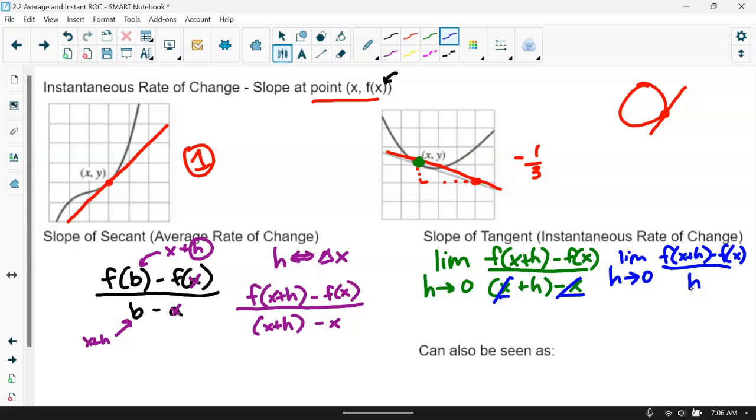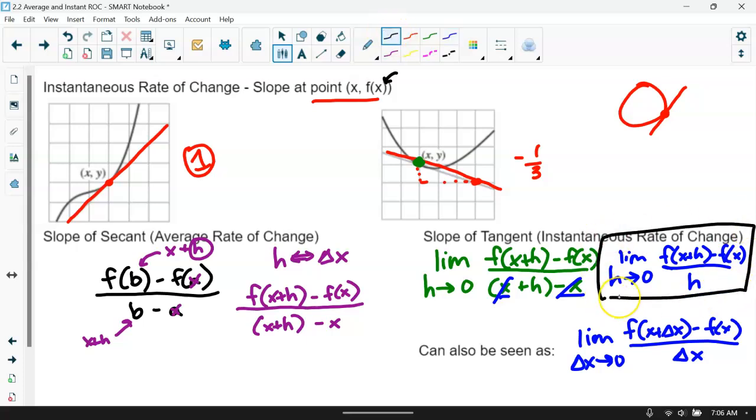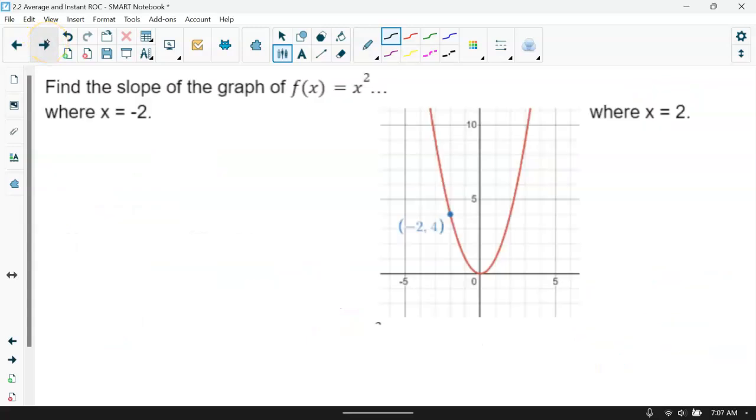Now, just to show you, this could also be seen as the limit as, because remember, h is the change in x, so here we're focusing on the change in x approaching 0, of f of x plus the change in x minus f of x over the change in x. Now we're going to focus on this format today. So now just to show you how we're going to find the instantaneous rate of change.